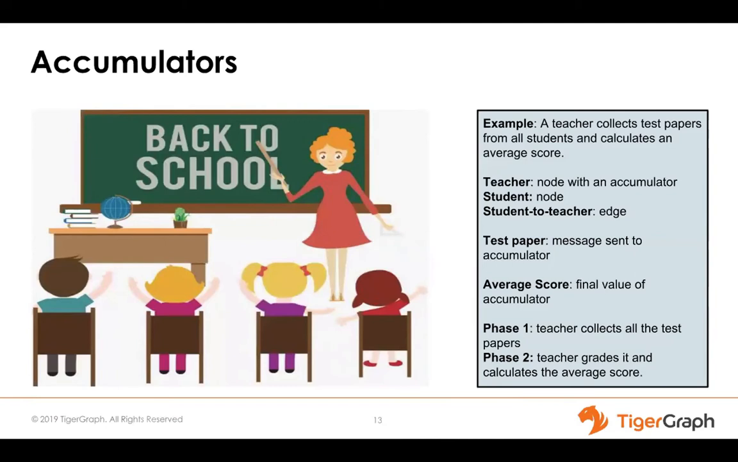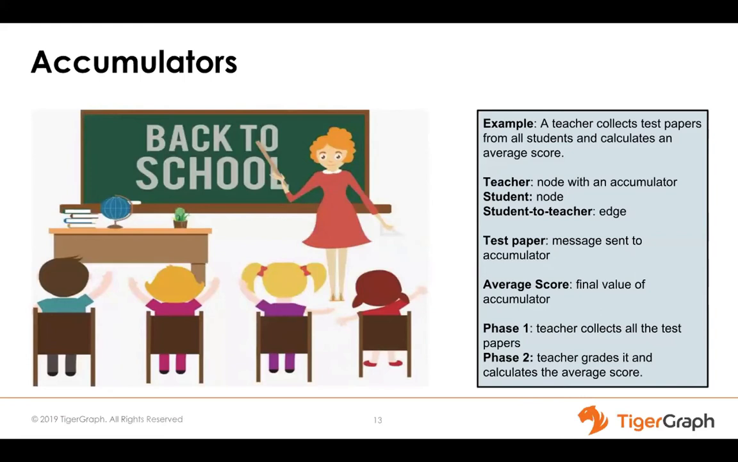So each of the students turns in their test paper. So they're sending a message. They're sending the message to the teacher node. Each of those messages has some value, a test score. The teacher is performing the accumulation operation, and that operation is predefined. So gather the data, as you're accumulating it, perform the running average.